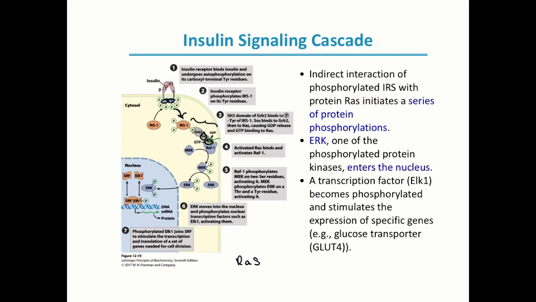When ERK is activated, it mediates some of the biological effects of insulin by entering the nucleus and phosphorylating transcription factors that modulate the transcription of insulin-regulated genes, some of which encode proteins essential for cell division.